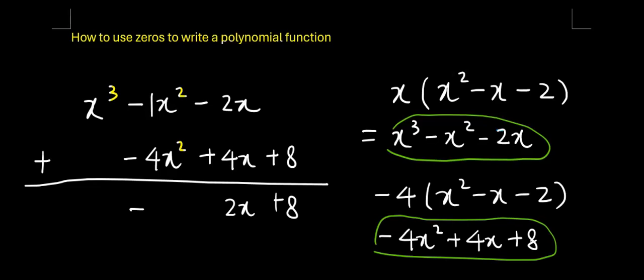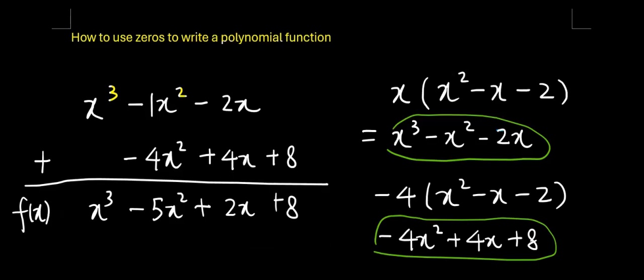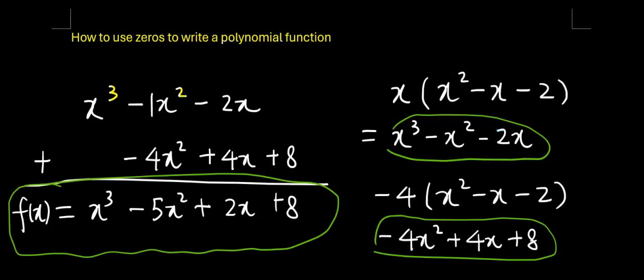-1, -4. And drop it down. Now, this is your final solution. When you write it down, don't forget, write f of x equals, I'm going to erase this, equals. Now, this is our beautiful final solution. When given these 3 zeros, we just wrote a polynomial function.